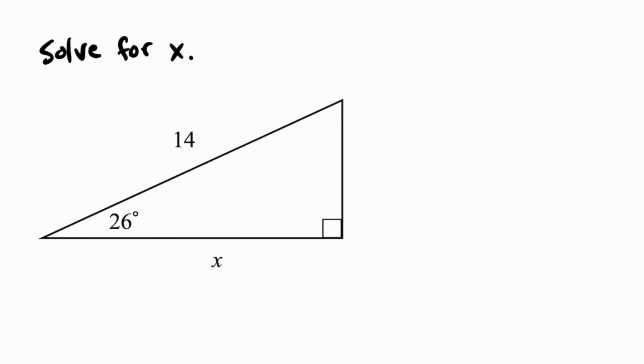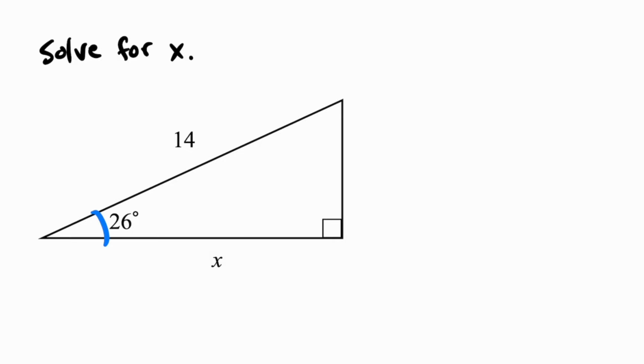The first step is to identify your theta, or your angle that you know other than the 90 degrees. We've got the 90 here represented by that little square corner. But what we care about is another angle that's given in the triangle. We can see that that's 26 degrees.